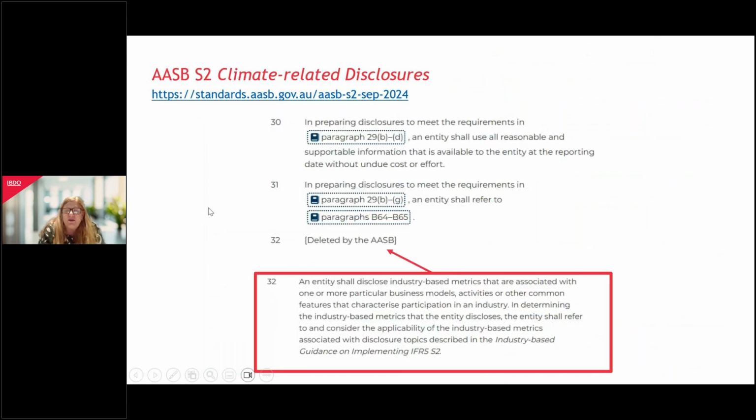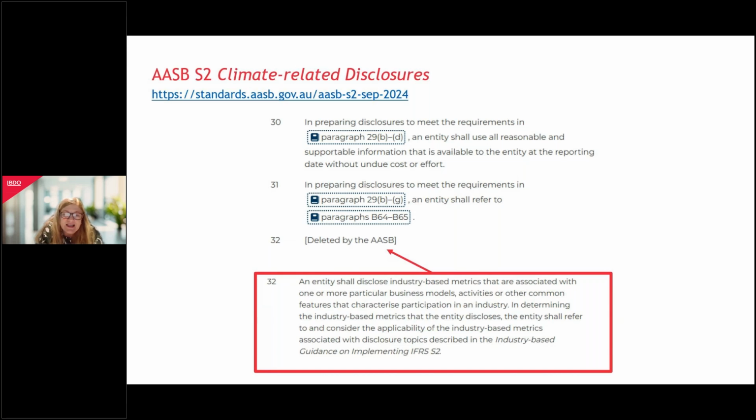Then also in paragraph 30, in preparing these disclosures, an entity shall use all reasonable and supportable information that's available without undue cost and effort. You have to comply with the disclosures outlined in paragraph 29 above, but also in paragraphs B64 and 65, which is mandatory application guidance in Appendix B. And then they've deleted paragraph 32.